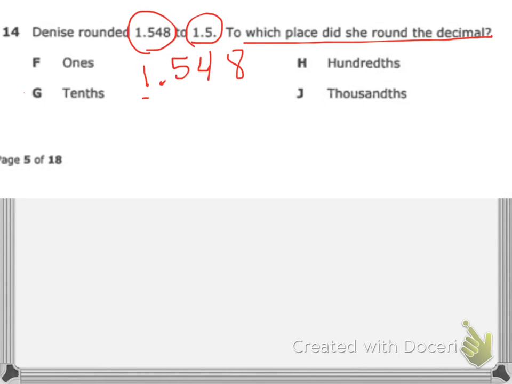If I were to round to the nearest ones place, that would end up 2 decimal. You could leave those zeros off, but it certainly wouldn't end up 1.5. So that's not it. So now let's try it. So we know it's not this.